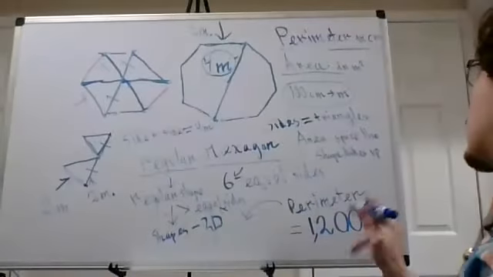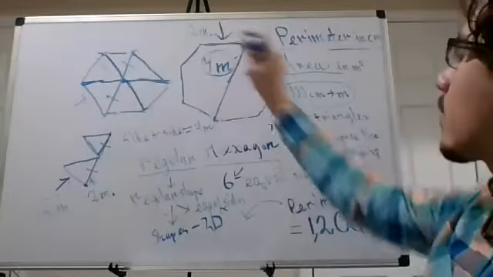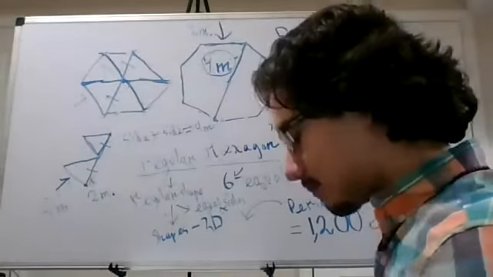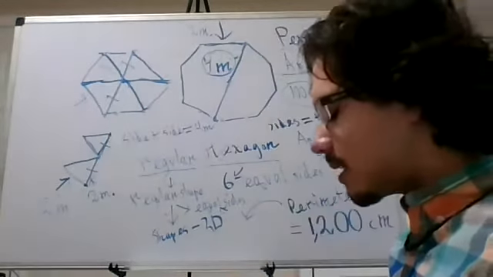Or rather 1,200 centimeters. That's the distance around the entire hexagon. All right. So now we need to find the area.